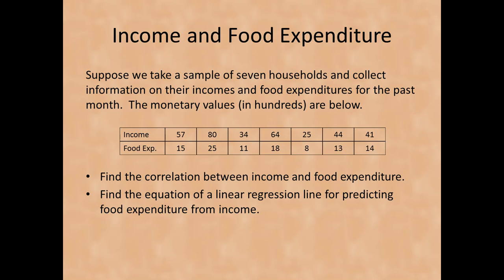For the correlation, it wouldn't matter which variable you consider to be the explanatory variable and which one you consider to be the response variable, but we're going to do both of these things at once, and it does matter for the regression line. So we're going to consider food expenditure to be the response variable and income to be the explanatory variable based on what's there in that last bullet point.